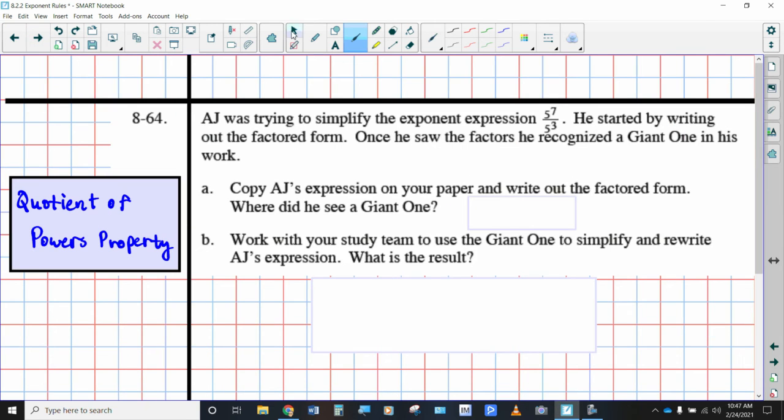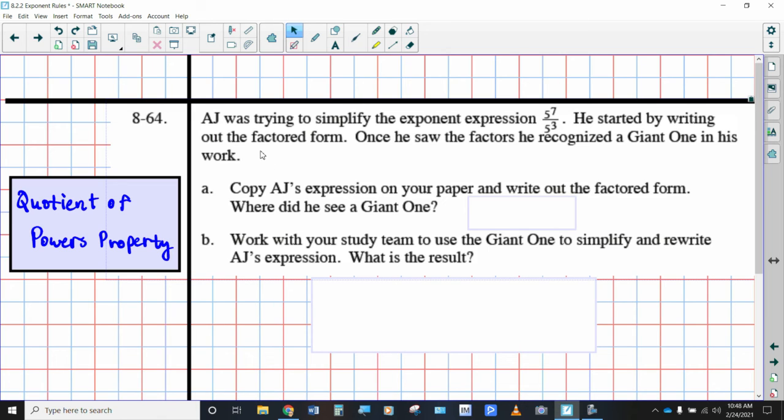All right, this is the last property that we're going to address today. It's called the quotient powers property. And you may recall from back in 3rd and 4th grade, the answer to a division problem is called a quotient. Since fractions technically are division problems, this represents a quotient. Okay, so once you simplify it, we'll have the quotient of this division problem that involves powers. So AJ was trying to simplify the exponent expression 5 to the 7th divided by 5 to the 3rd.